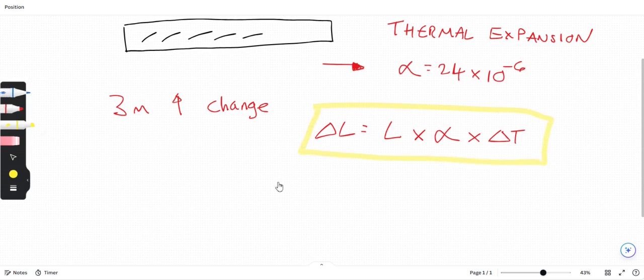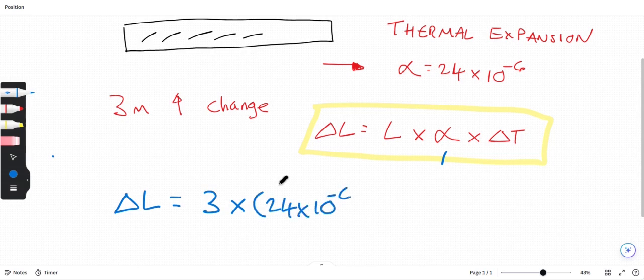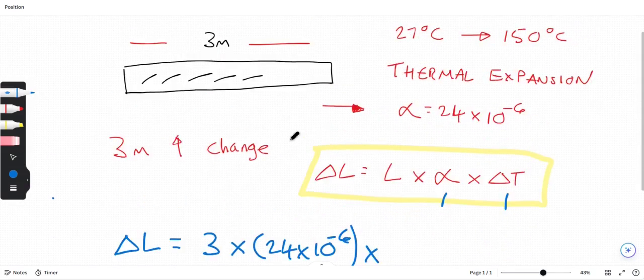So we know now the change in length is going to be the original length, which is 3 meters. If you put it in 3 meters, it comes out in meters. Put it in millimeters, it'll come out in millimeters, but we'll use 3 because the unit of length is a meter. Times by the coefficient of thermal expansion, which is that 24 times 10 to the minus 6. Times by the change in temperature, which was 27 to 150.